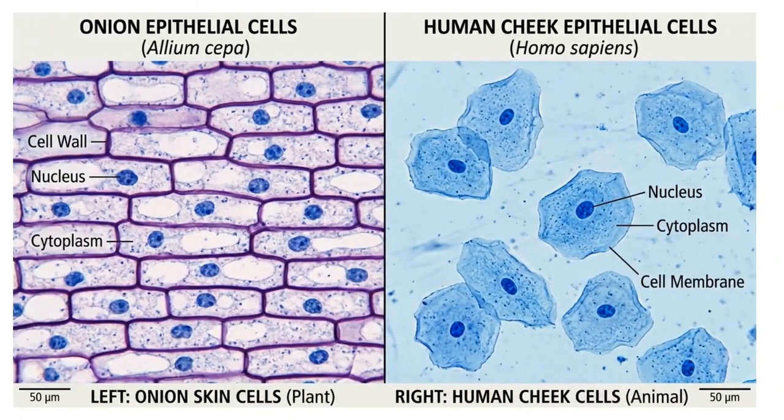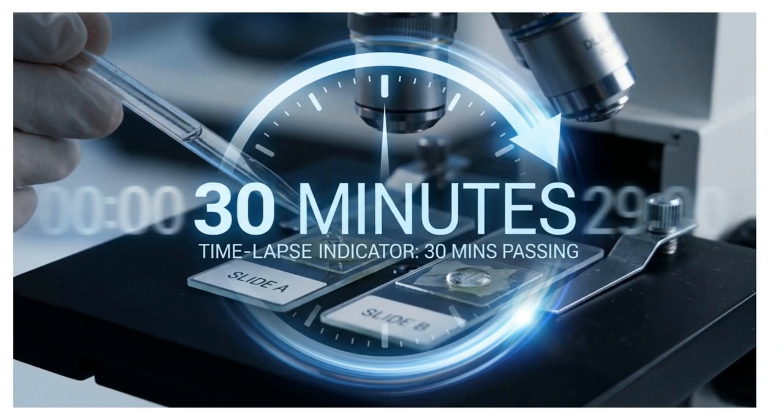Under the lens, onion cells look like organized bricks with rigid walls, while cheek cells appear irregular and loosely arranged, distinctly different architectures. What happens when the external environment changes? We introduce a concentrated 20% sugar solution to both samples and observe the results after 30 minutes.